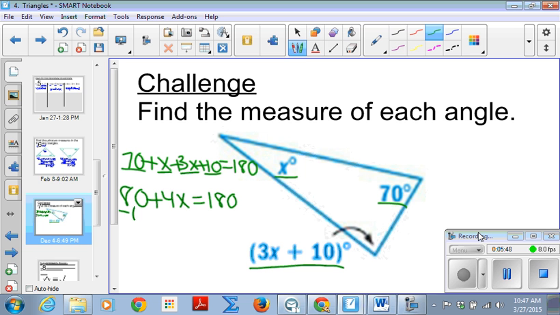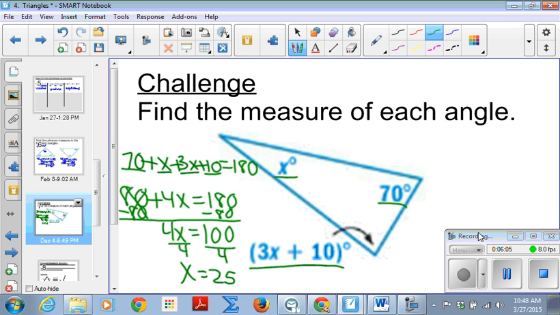Now it's a two-step equation. Subtract 80 from both sides. And divide both sides by 4. 25 degrees is x.